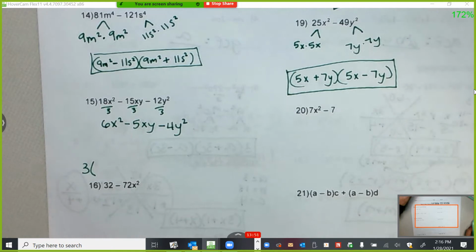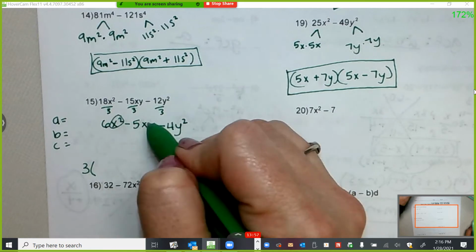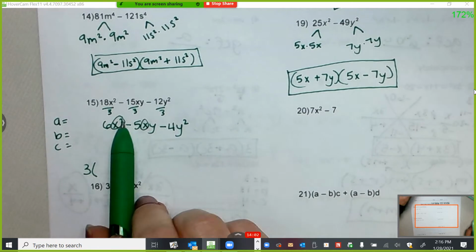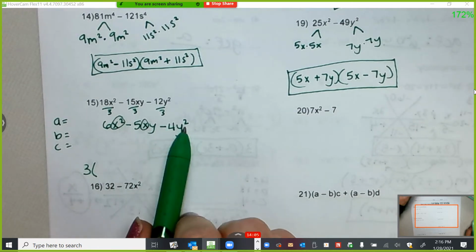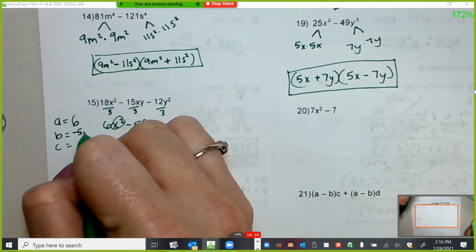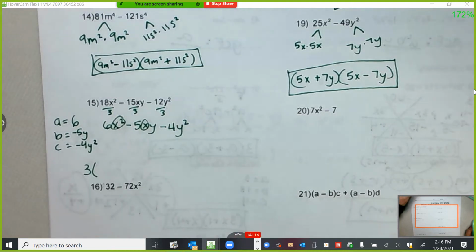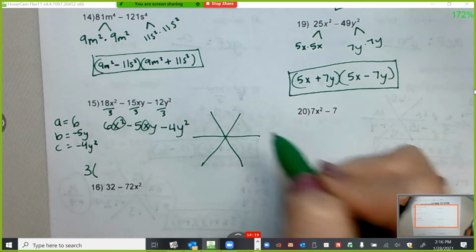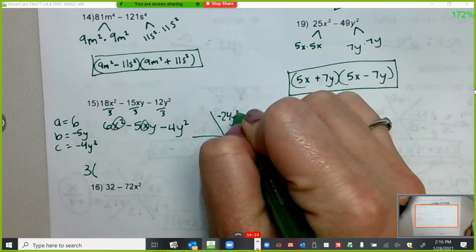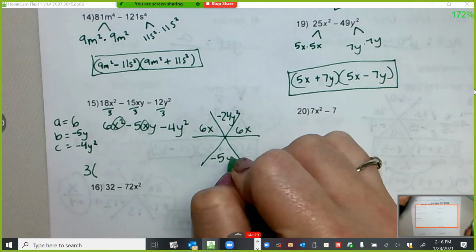Now, this is where this one gets a little tricky. When you find your a, b, and c, I'm going to use x squared as my normal letter because that's what we normally deal with. Anything that I didn't just circle, because this is ax squared plus bx plus c that has no x, is going to be part of my ABC. So 6, negative 5y, and negative 4y squared. So when I do the snowflake, I get 6 times negative 4y squared, which gives me negative 24y squared. Ax, and b is negative 5y.